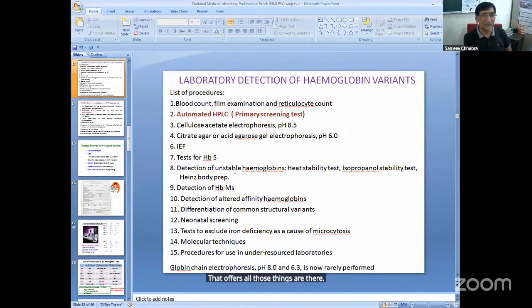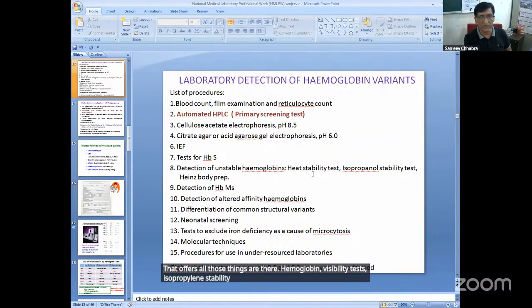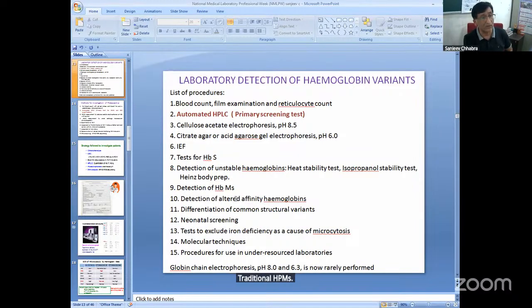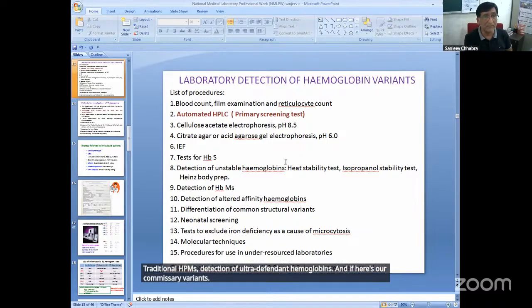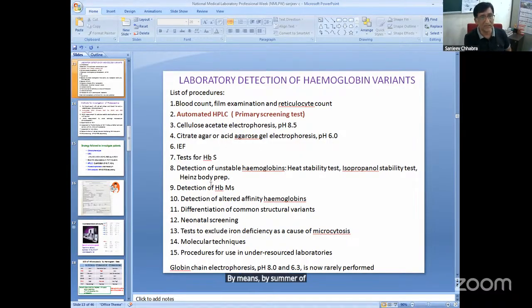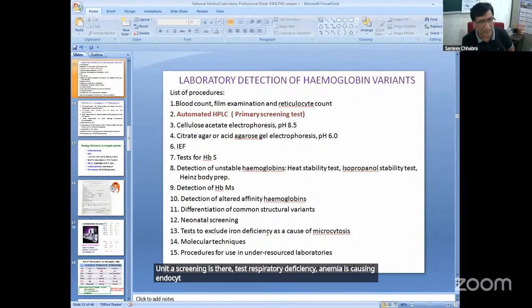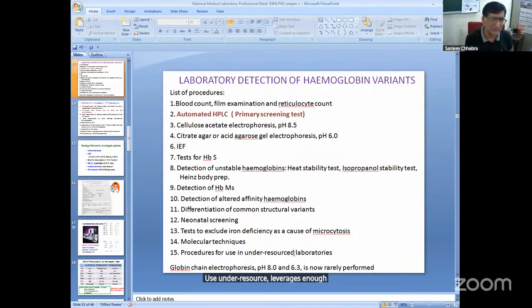The detection of unstable hemoglobins, heat stability tests, isopropanol stability tests, and hemolysate preparation is there. Detection of HbM, detection of ultra-unstable hemoglobins, differentiation of common structural variants. By some of all those results, we can differentiate those things. Neonatal screening is there, testing iron deficiency anemia as a cause of macrocytosis, multiple techniques, and procedures for use in under-resourced laboratories. All those things are there.